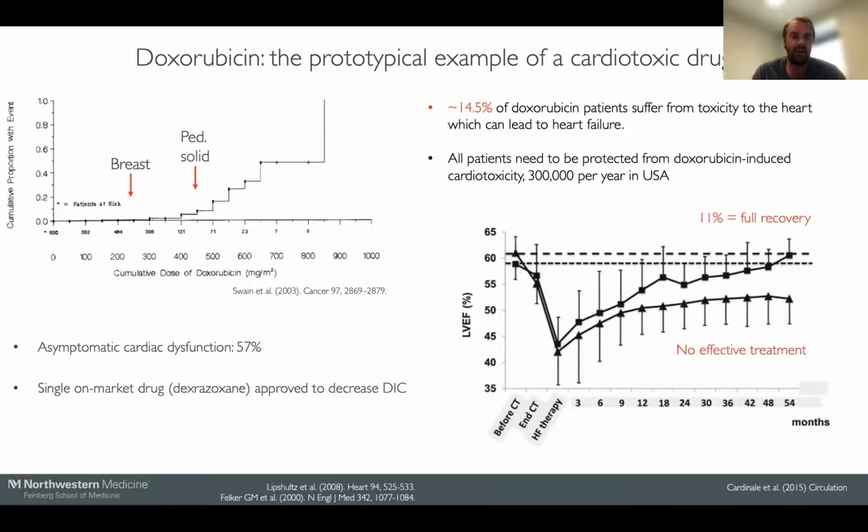mostly we're talking today about pediatric patients. With solid tumor patients, they commonly get 450 milligrams per meter squared. So when the patients all get the same dose, the real issue for us is, why do some patients have toxicity and some don't? And as you've already seen today, there's a strong indication that that's genetic.